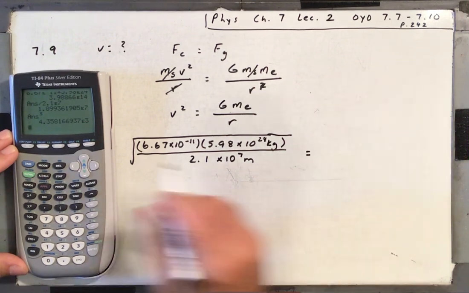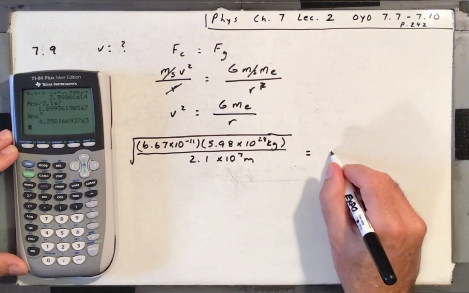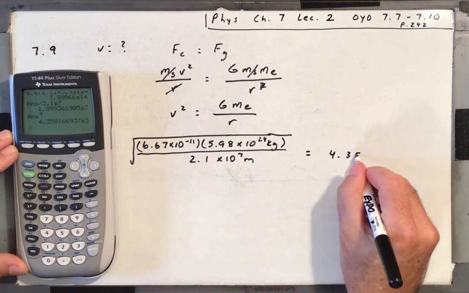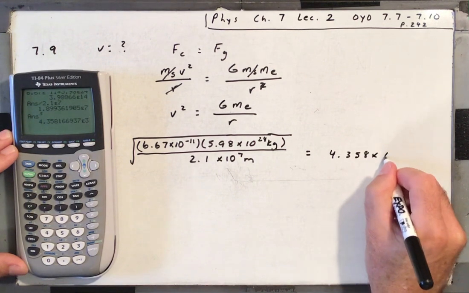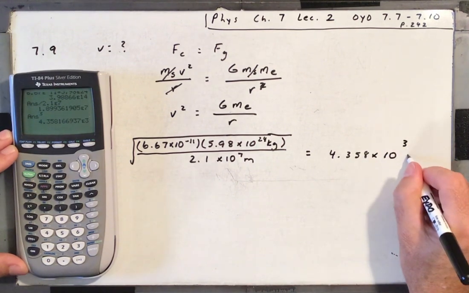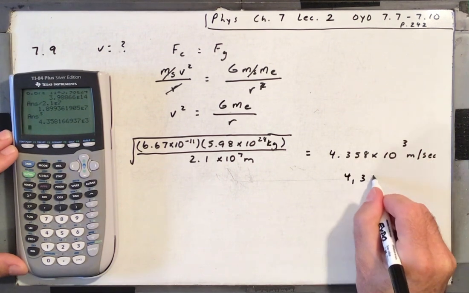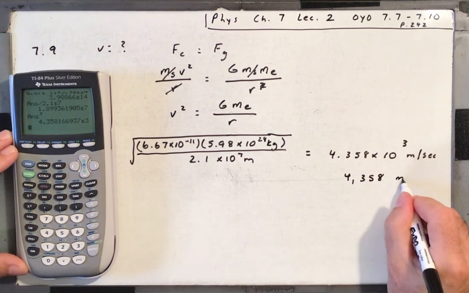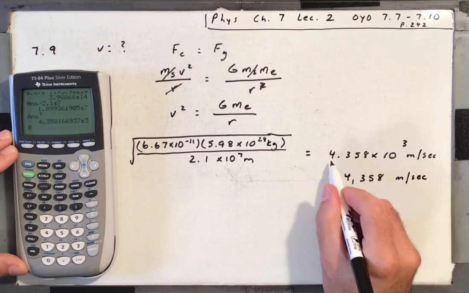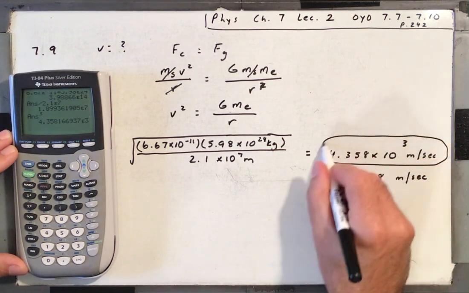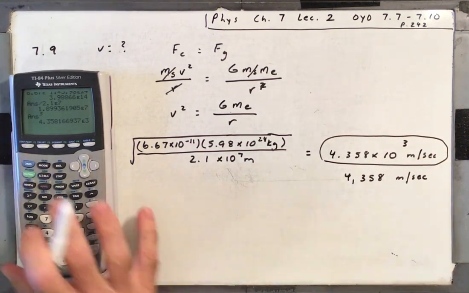4358. Or you can put it in scientific notation, 4.358 times 10 to the 3rd meters per second, or 4,358. If your calculator's not in scientific notation mode, it'll just give it to you like that, and that is fine.